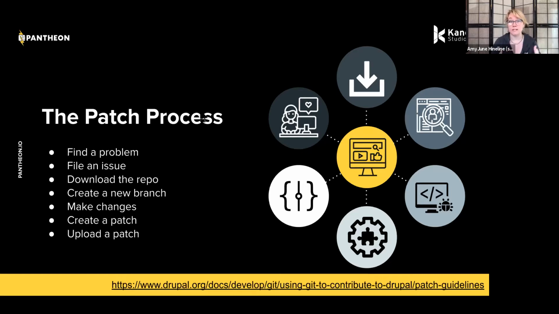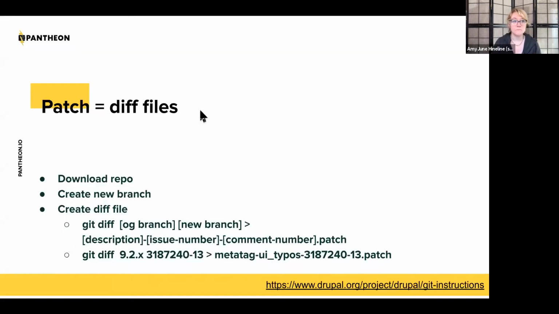Find a problem, file an issue, download the repository, create a new branch, make changes, create a patch, and upload a patch. There are certain steps in that, but once you get that process down, it doesn't take very long to create a patch. Okay, so what is a patch? A patch is basically a diff file, a difference between files, to put it simply.